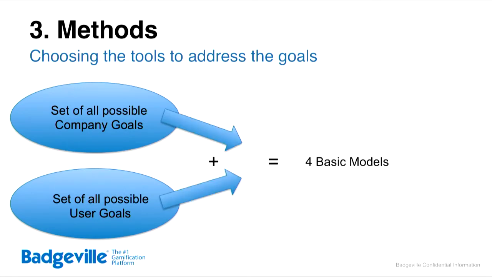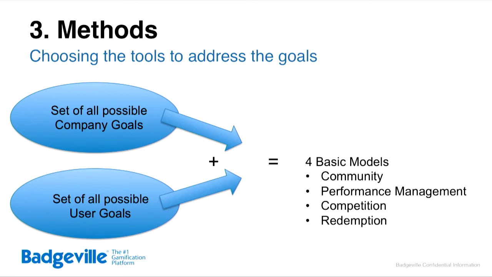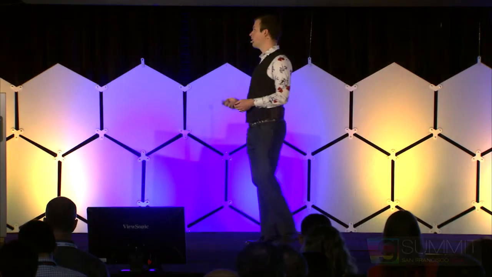Actually, we only have 4 basic models. So yes, we have different unique situations with their own little nuanced differences, but really, when we talk about how we're going to implement gamification, there's 4 broad approaches that all of these different situations funnel into. So we're going to talk about these 4 basic models. I call them community, performance management, competition, and redemption.